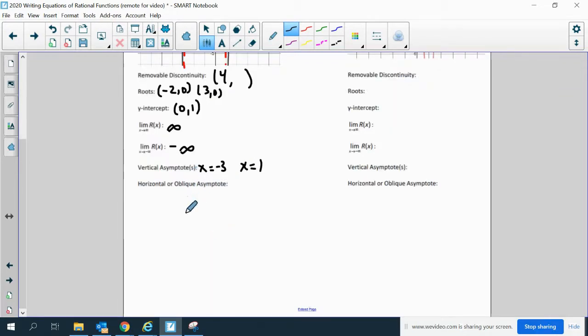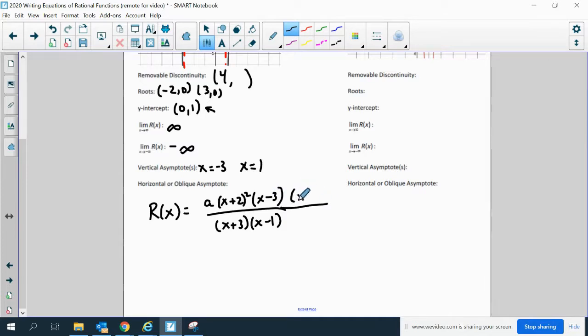We have some sort of function, r(x) = a. We don't know what the value of that is yet. I guess we should probably find it before we continue by using the y-intercept. So we have a(x + 2)^2(x - 3) over (x + 3)(x - 1). And then don't forget we have this hole at 4.